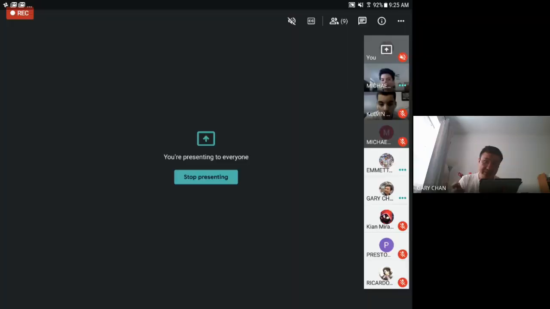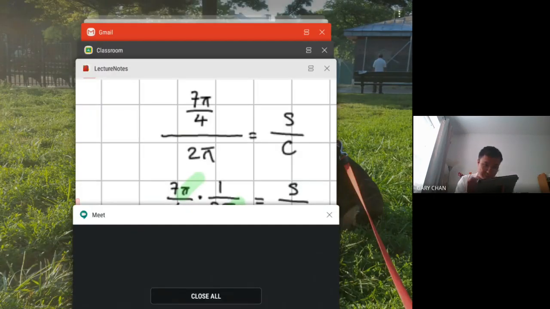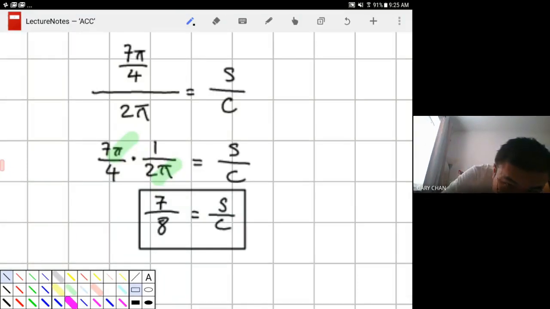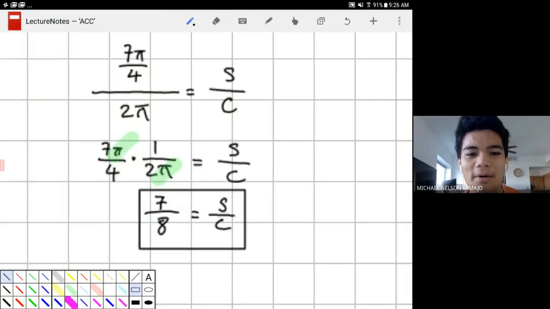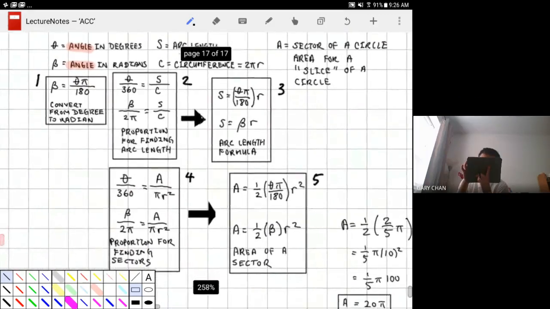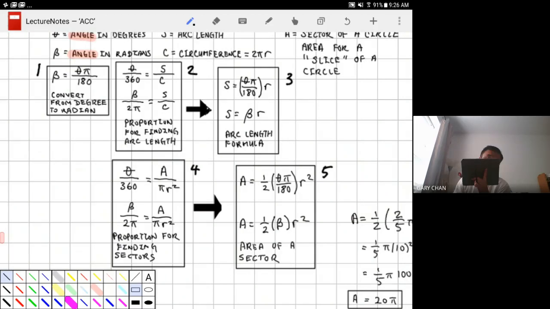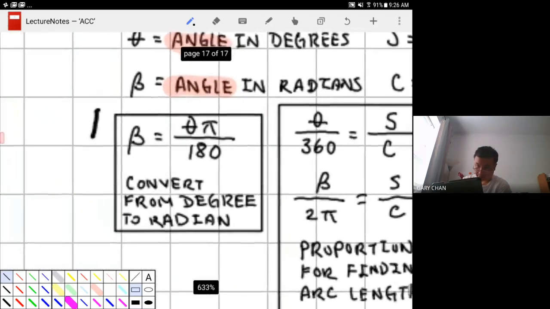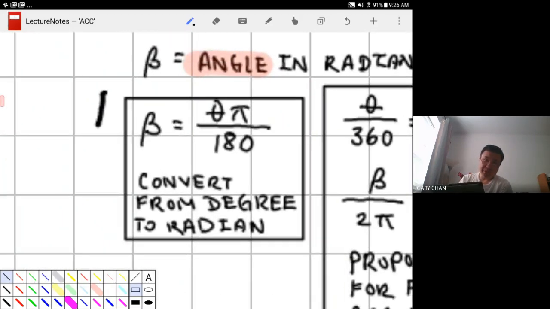Convert the angle 5 pi over 12 radians to degrees. So now, 5 pi over 12, we're going to try to convert this into degrees. Let's look at this again. What formula are you going to be using? The first formula in box 1. The first formula, box 1, I totally agree. In box 1 here, what do we know?